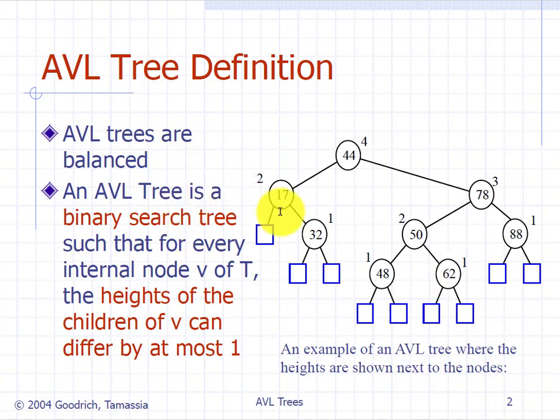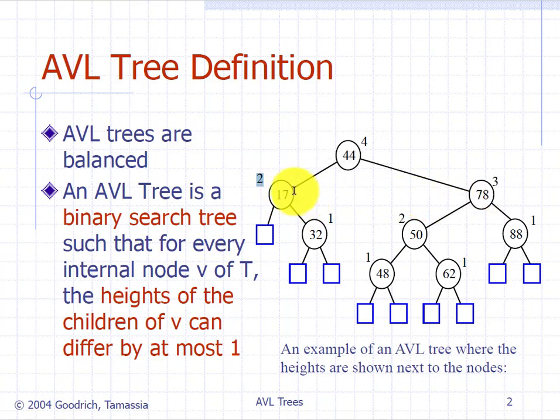So here is 17. The height of the left child is 0, and the height of the right child is 1. So let's just take the highest, which is 1, and add 1 to it, which gives us 2. We take the highest height between 17 and 78.